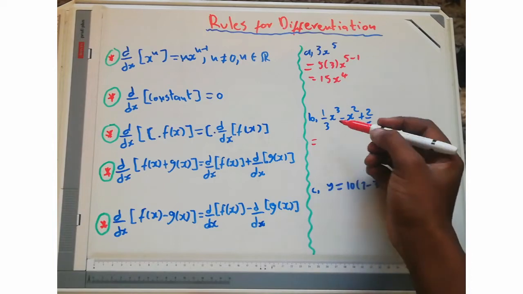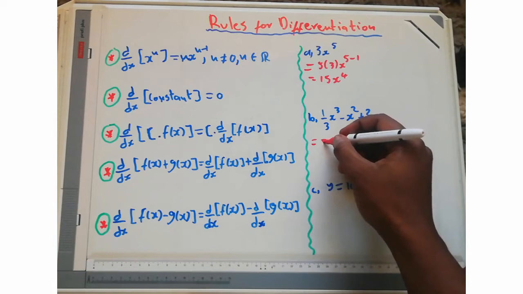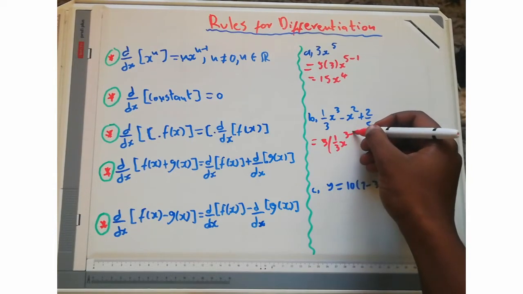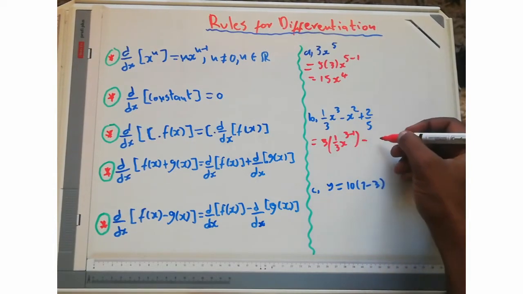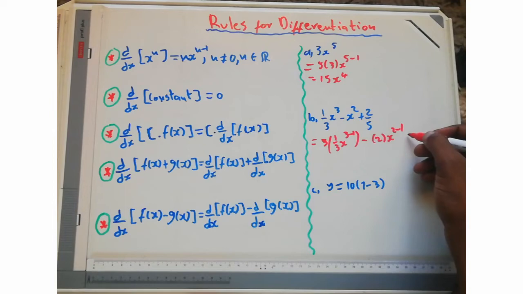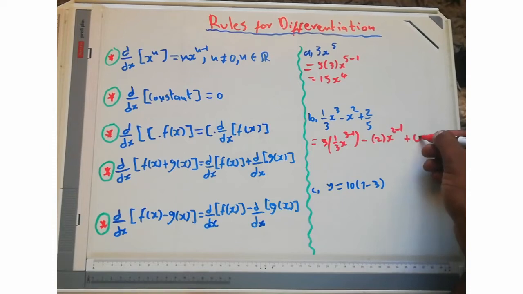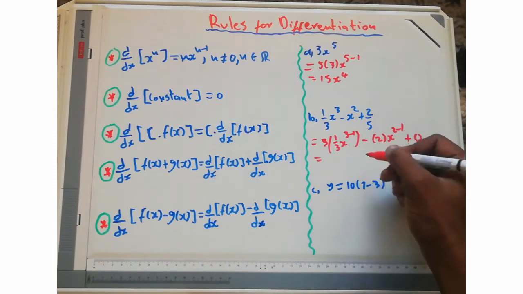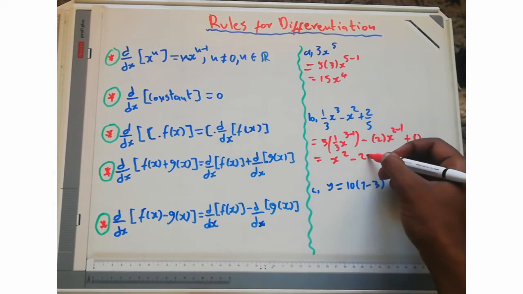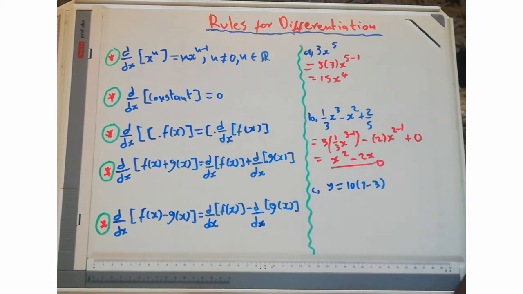So let's come to this one. The same thing. The first rule says 3 times 1 over 3, which is 1. So here you'll have 3 times 1 over 3, x to the power 3 minus 1, minus here you'll have 2 times x to the 2 minus 1, and then plus this one is what? It is a constant. So the derivative of a constant is 0. So plus 0. So you'll be left with x squared minus 2x. That will be the derivative of that one.